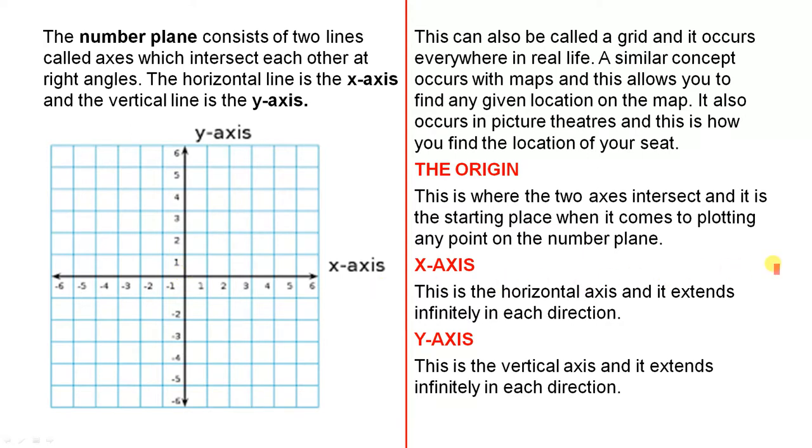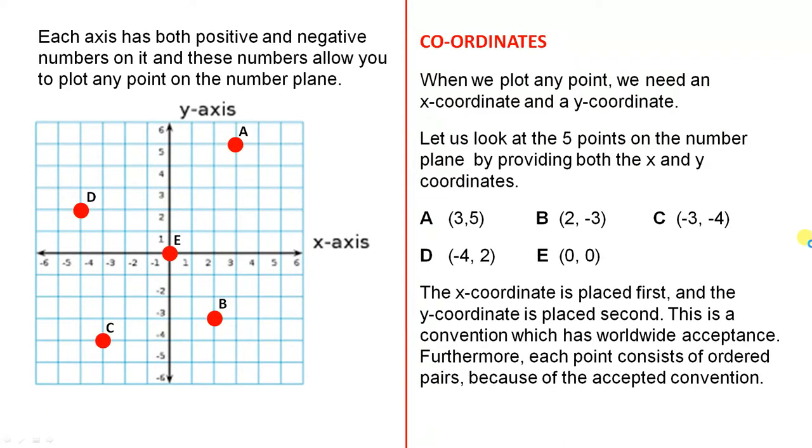The x-axis. This is the horizontal axis, and it extends infinitely in each direction. So there it is. Infinitely in that direction, that's the positive direction, and infinitely in that direction, the negative direction. The y-axis. This is the vertical axis, and it extends infinitely in each direction. So it's a similar thing with the y-axis. Each axis has both positive and negative numbers on it, and these numbers allow you to plot any point on the number plane.